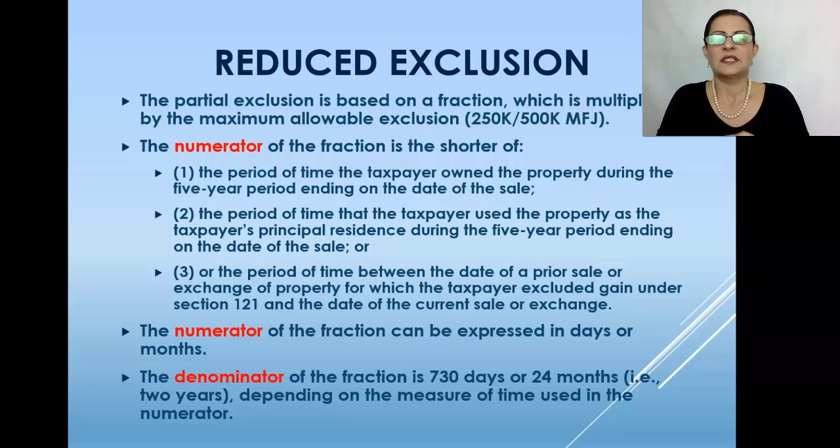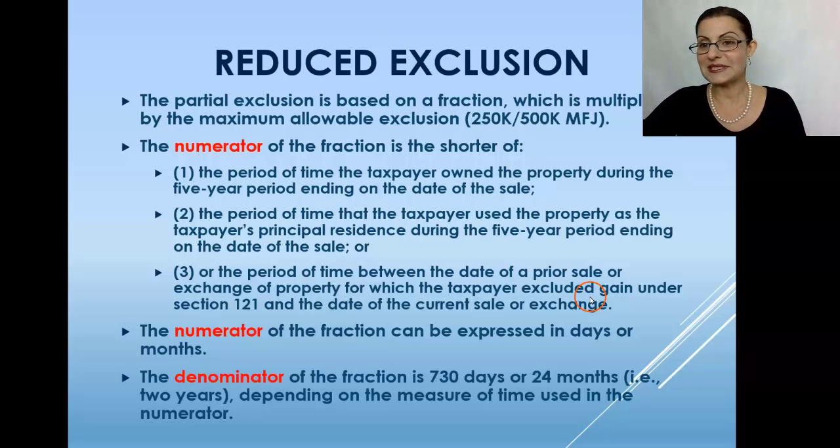Got it? So the numerator of the fraction is the shorter of the period of time the taxpayer owned the property during the 5-year period ending on the date of the sale, or the period of time the taxpayer used the property as the taxpayer's principal residence during the 5-year period ending on the date of the sale, or the period of time between the date of the prior sale or exchange of the property for which the taxpayer excluded gain under Section 121 and the date of the current sale or exchange.